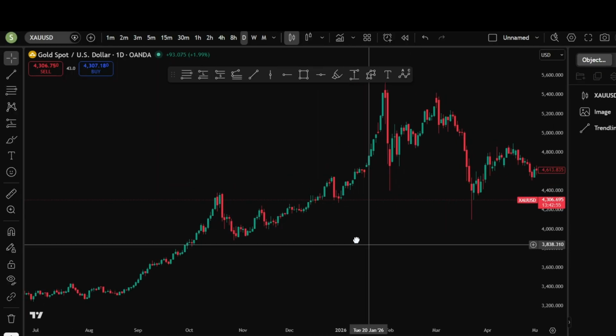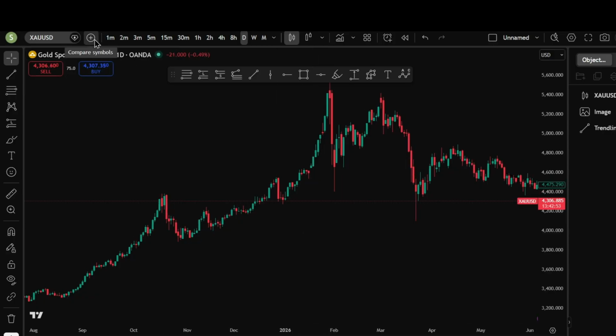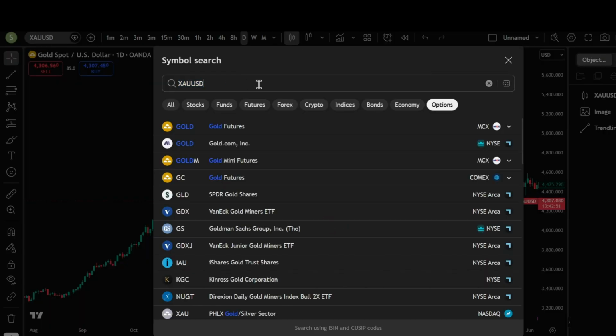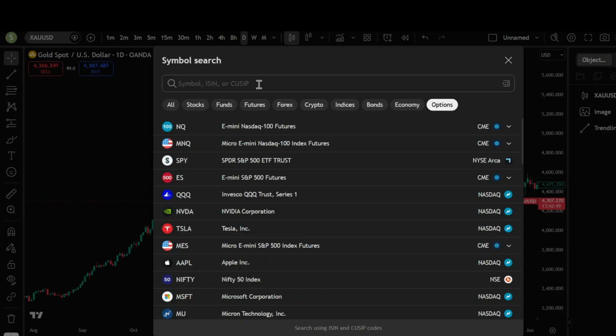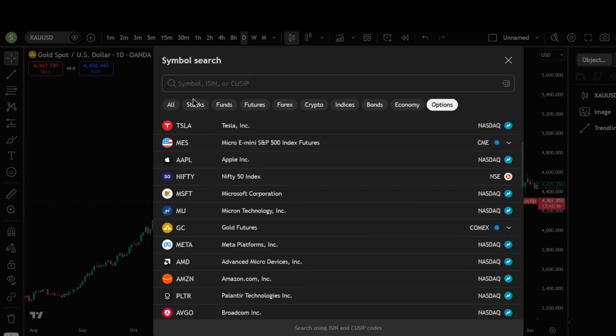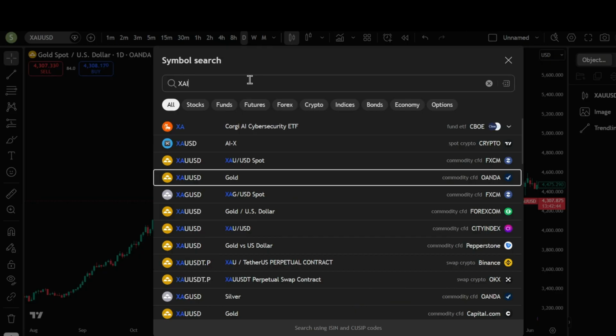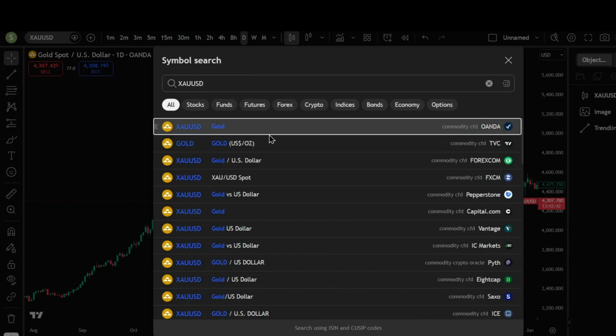In this area, there are three main sections to note. First is the Avatar section, which helps you quickly return to the homepage. Next is the Search area, where you look for the symbol or asset you want to view.